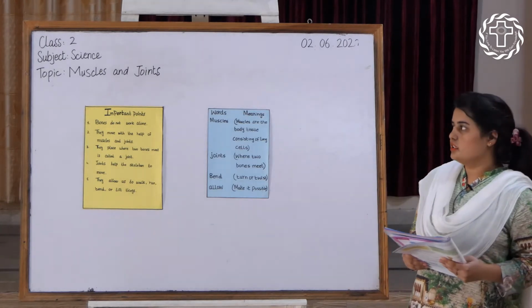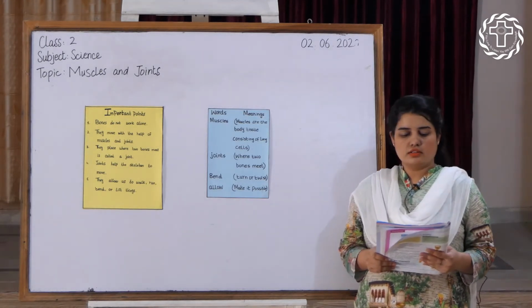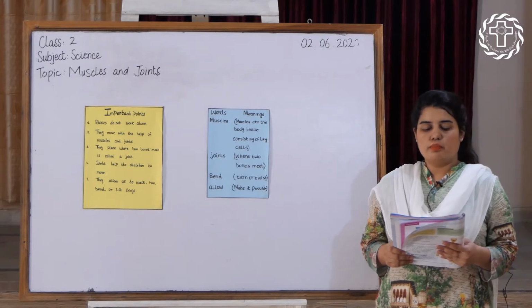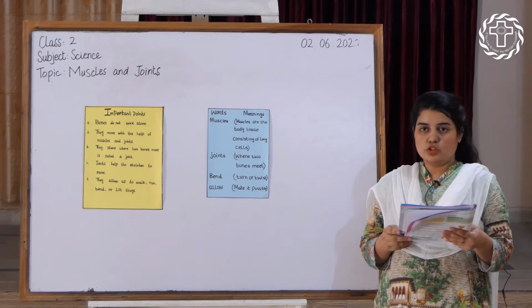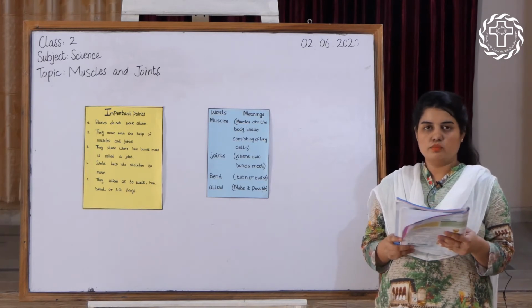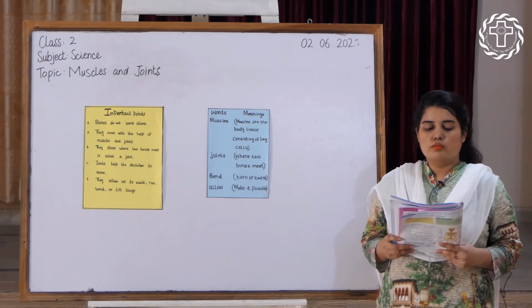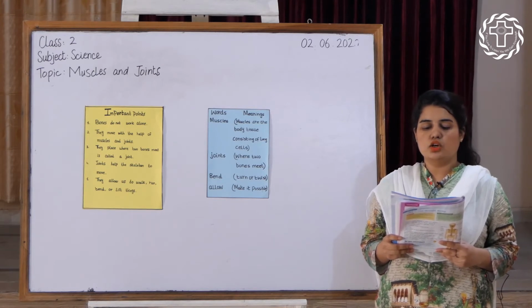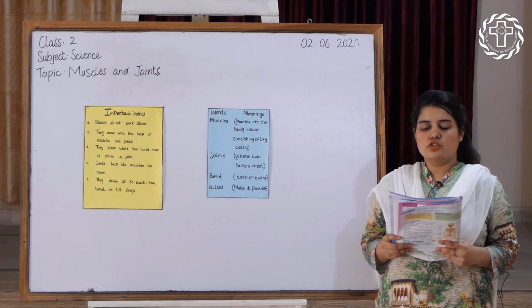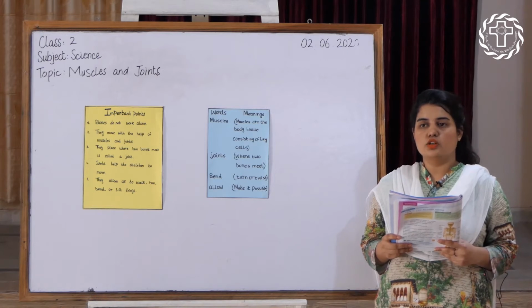In the previous lesson we learned about bones and today our topic is muscles and joints. Open your books to page number 3, second paragraph. Muscles are the body tissue consisting of long cells and joints means where two bones meet.